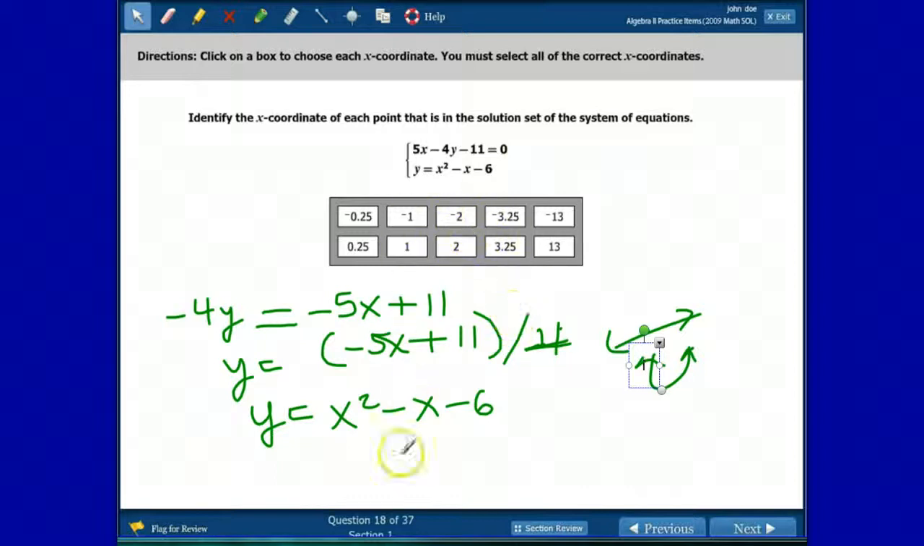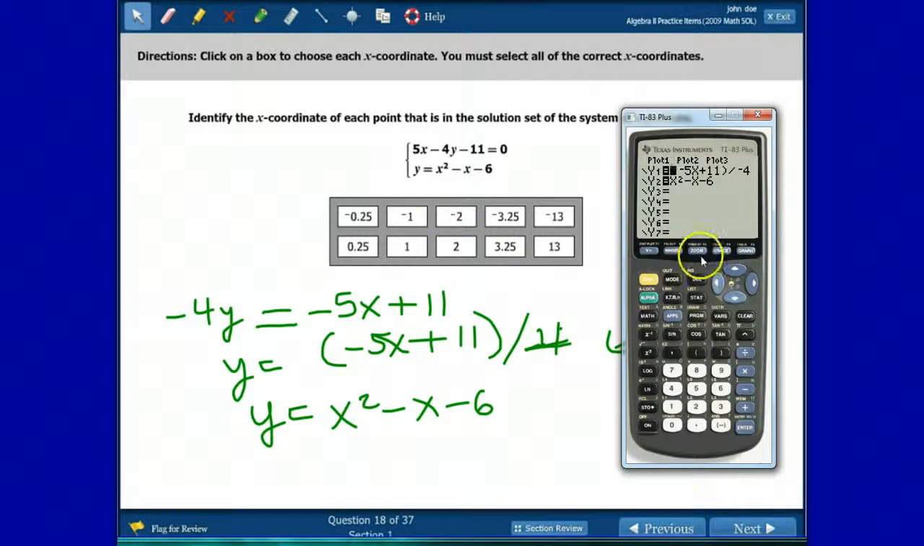Alright, so I'm going to put those in the calculator and see what happens. Let me get that calculator up. Okay, so I've got the calculator up. I've got the equations popped in there, so you can see I just put in the first y I got, the second y, and I hit graph. And sure enough, there's my quadratic, and there's my line, just what I thought would happen.